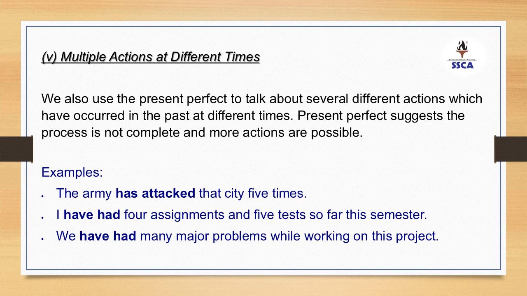In example number 2, I have had 4 assignments and 5 tests so far this semester. But here I'm saying that I am expecting more. Just like that, in example number 3, we have had many major problems while working on this project. Here I'm saying that we already have many major problems, but we are expecting more problems to come our way. So whenever you're talking about multiple actions at different times and you are expecting maybe there are more to come, then you use present perfect to talk about such actions.